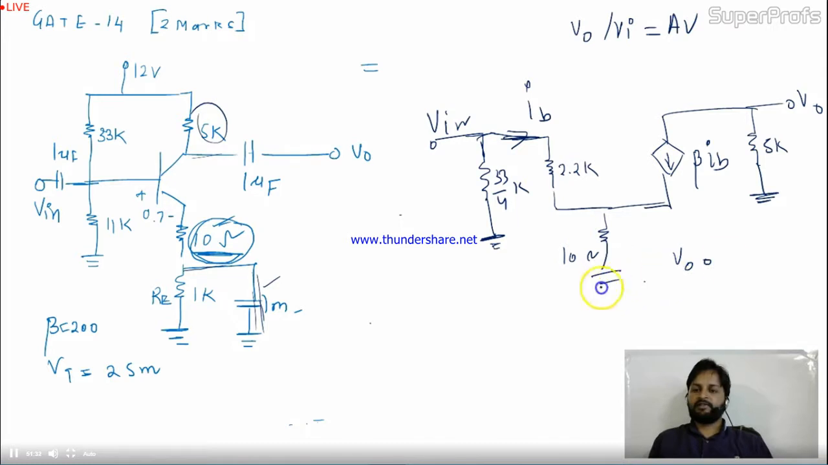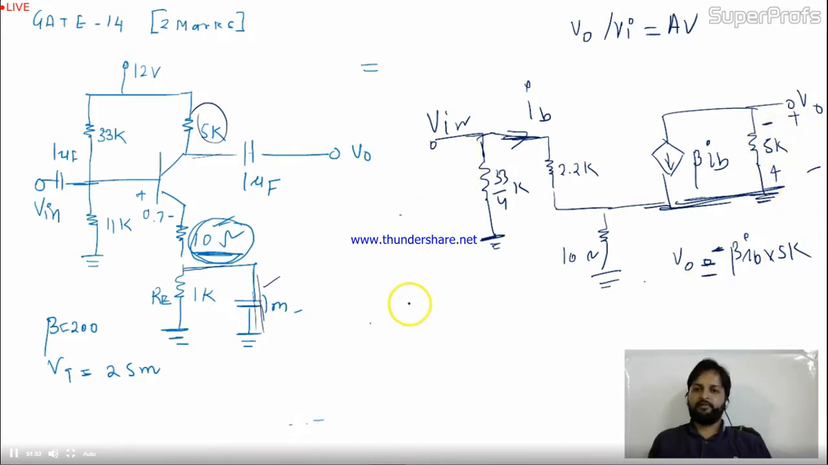This is grounded. So your V0 is this current into 5K. So beta IB into 5K, but the sign is negative because the polarity of V0 is like this, but the actual polarity of the voltage is opposite to the original one. Is it okay? So this is V0.